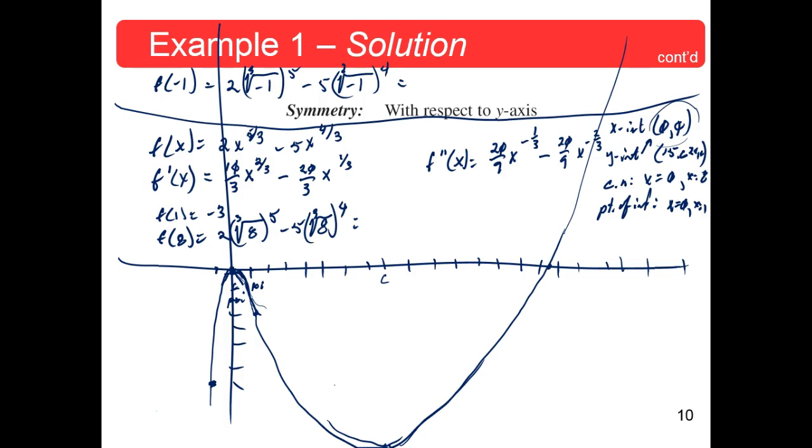At the critical number 8, minus 16 is the local minimum value of the function. Okay, not the absolute minimum, because this keeps going downhill forever. But it is the local minimum.